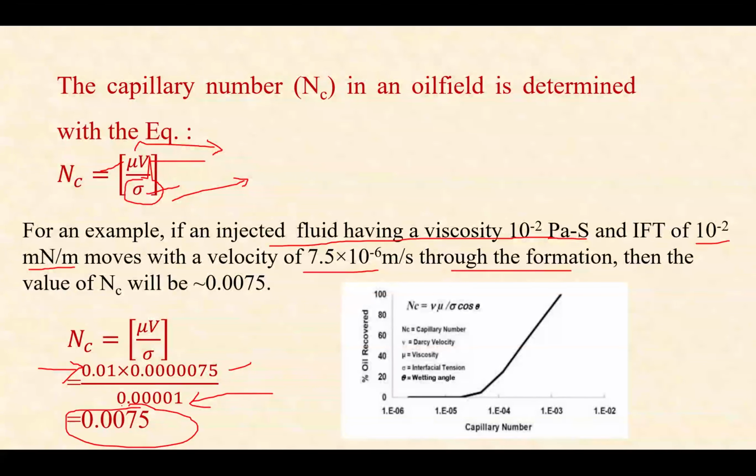Though I am telling you to increase the capillary number, you can still see that the capillary number is in most cases less than 1. So here you can see 0.0075. Okay, and here you can see some typical values of capillary number. If you increase the capillary number, you can get improved recovery.